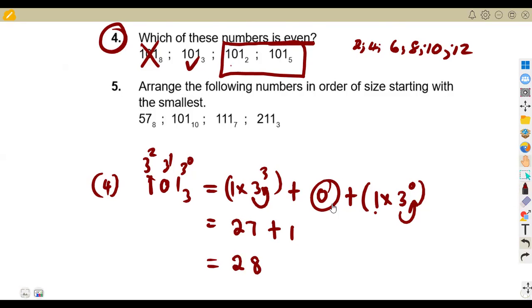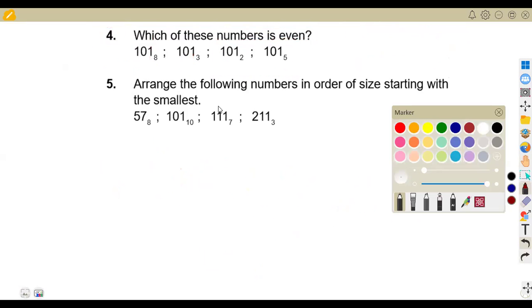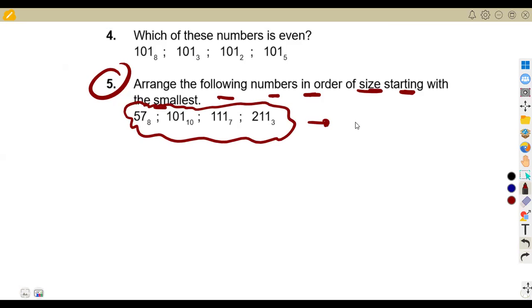All right. Then number 5, they are asking you to arrange the following numbers in order of size, starting with the smallest. There is no way we can do this if the numbers are in different bases. We have to write these numbers in the same base, the common base. So it's best for us to compare, to see how small each number is, in base 10.